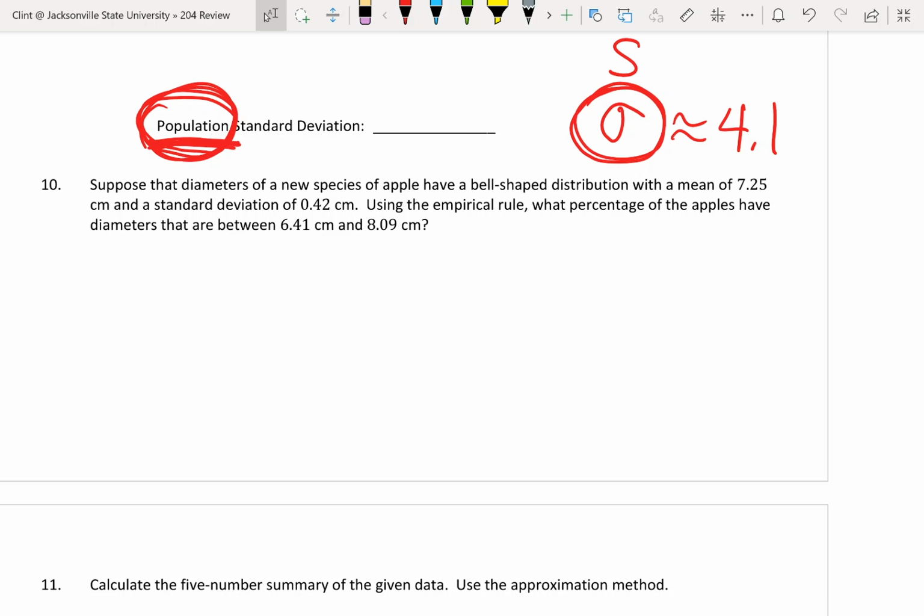Number 10 says suppose diameters of a new species of apple have a bell-shaped distribution with a mean of 7.25 centimeters, standard deviation of 0.42 centimeters. Using the empirical rule, what percentage of apples have diameters that are between 6.41 centimeters and 8.09 centimeters? The goal of this problem is to see if you remember the percentages from the empirical rule. I'm not going to give you a really tricky one where you have to use the symmetry and do subtracting and adding. I'm going to give you one that just asks for between.